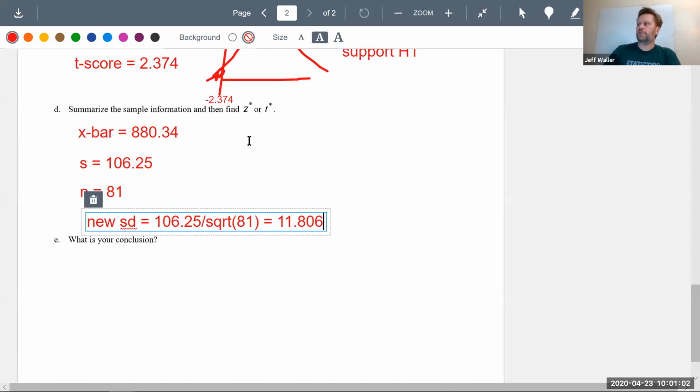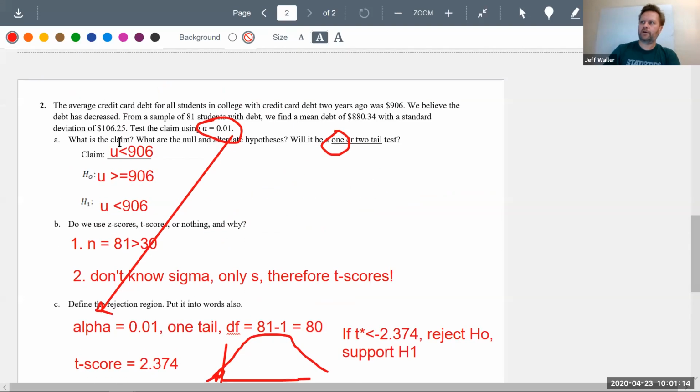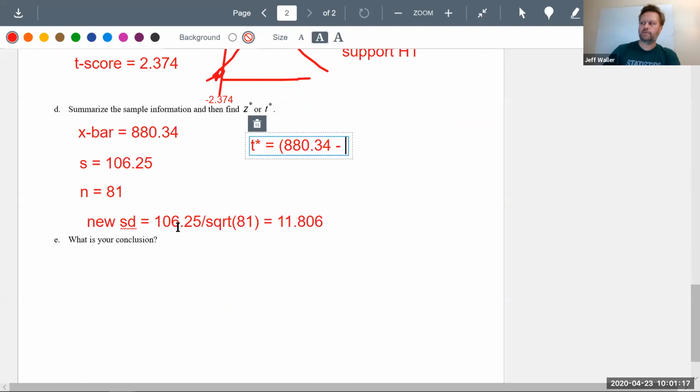All right, so now to do the T star formula, don't freak out. T and Z are basically the same thing. Same formula. Our data, 880.34, minus the supposed middle, 906, divided by the new spread. Let's see what we get. I'm going to try to do it in my head. 2.4 something?